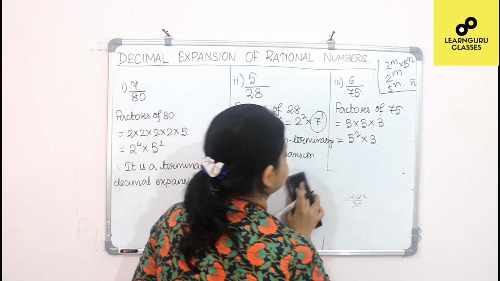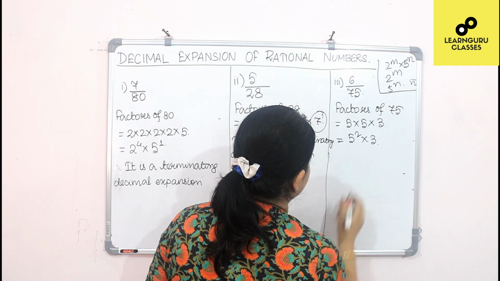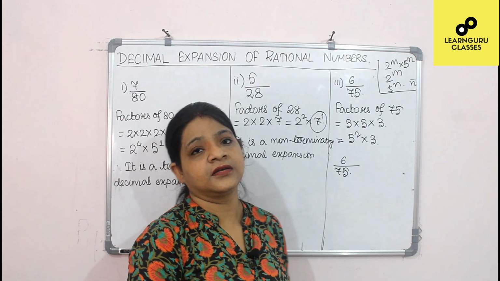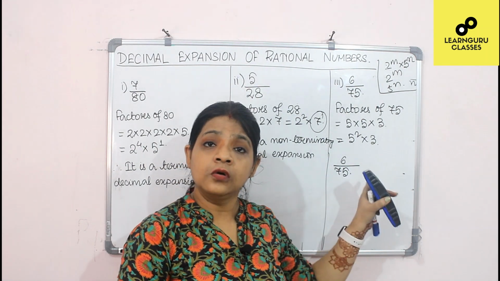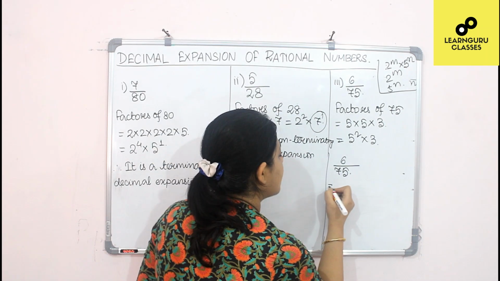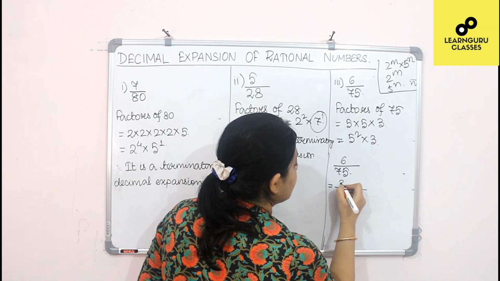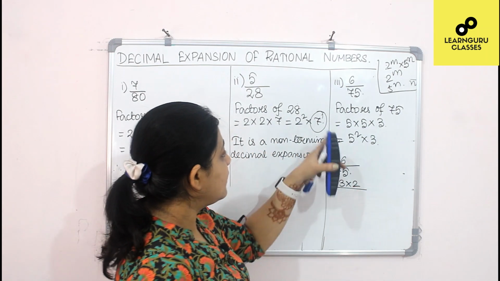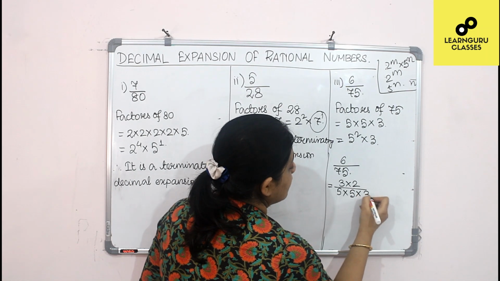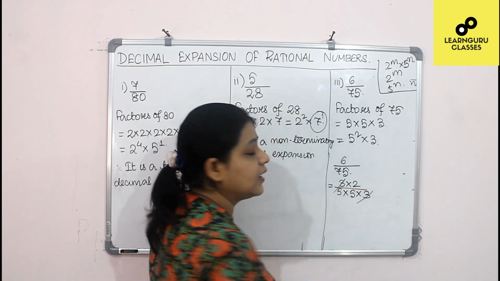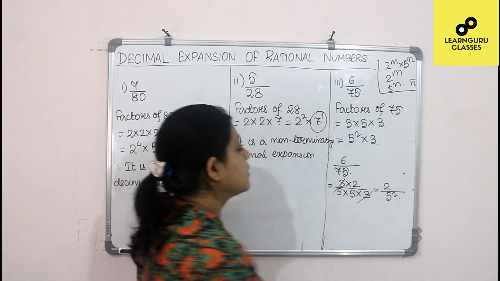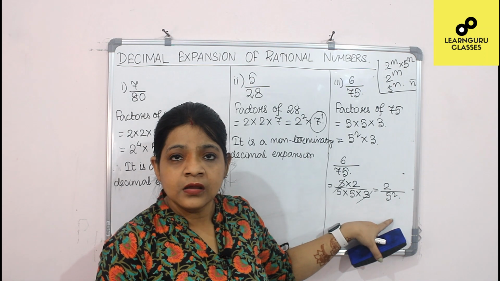See here, 6 by 75, isn't it? Here you have to see the common factors in both the numerator as well as the denominator. 6, how can we write? If we break 6, we can write 3 into 2. 75 is 5 into 5 into 3. So can I cancel 3 and 3? So it is of the form 2 by 5 square.